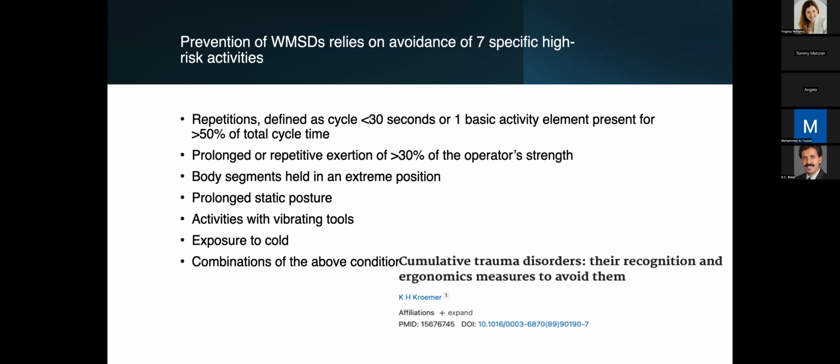Essentially, the prevention of these disorders relies on avoidance of seven specific high-risk activities. Repetition, which is defined as cycles that are less than 30 seconds, or one basic activity element present for more than 50% of total cycle time. Prolonged or repetitive exertion of more than 30% of the operator's strength. Body segments that are held in an extreme position. Prolonged static posture. Activities with vibrating tools. Exposure to cold, and a combination, of course, of both conditions.